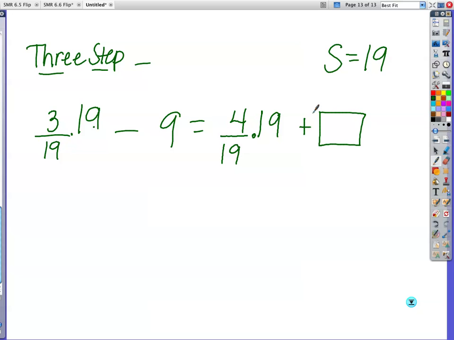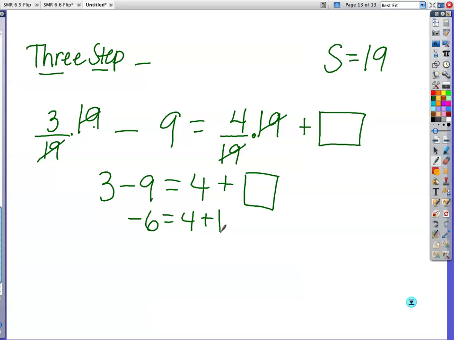All right, 19 cancels with 19, and I'm left with 3. So 3 minus 9 equals, this 19 cancels with this 19. I have 4 plus the box. 3 minus 9 is negative 6. 4 plus what gives me negative 6? Negative 10. Okay, so this is a negative 10 up here.